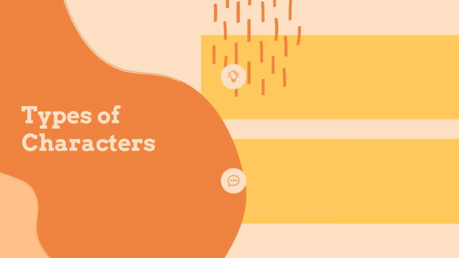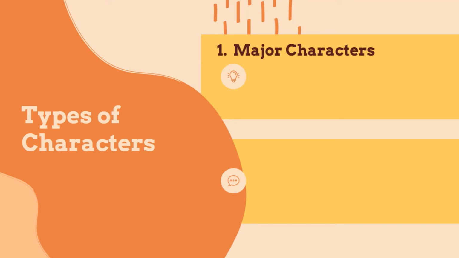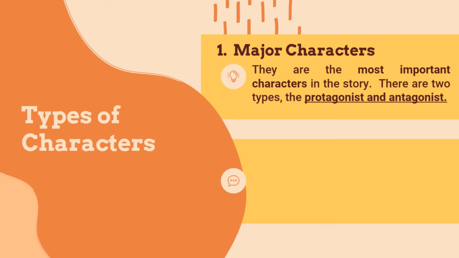There are two types of characters. Number one, major characters. They are the most important characters in the story. There are two types, the protagonist and antagonist. Protagonist is the main character around which the whole story revolves. A protagonist is sometimes a hero to the audience or readers. Example is Harry Potter.